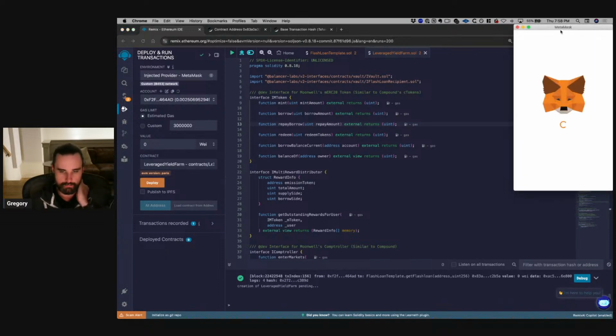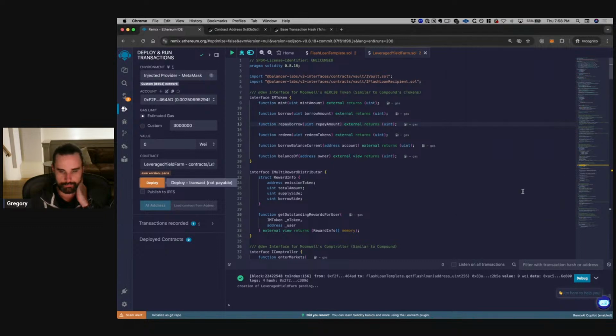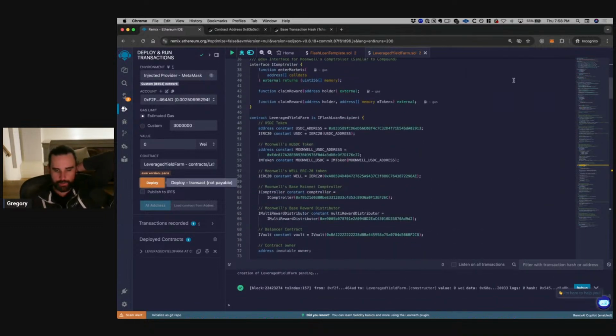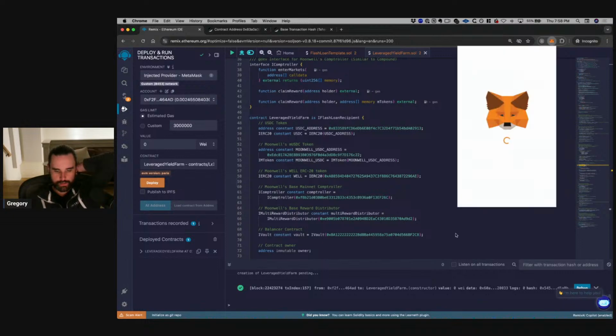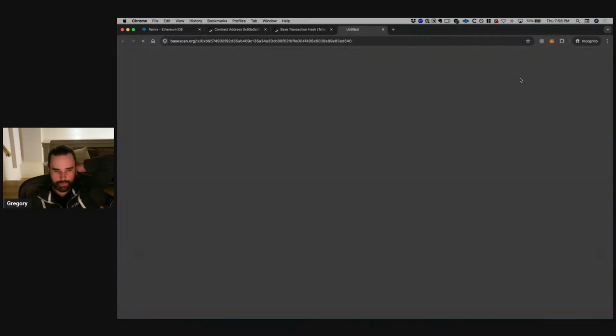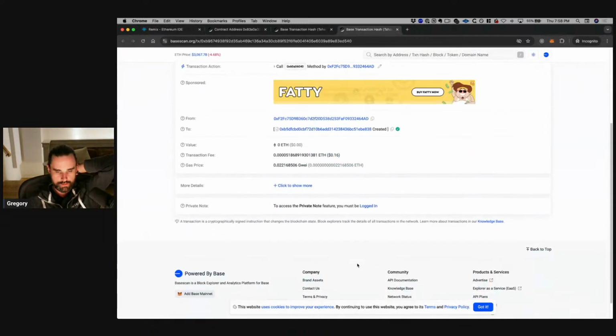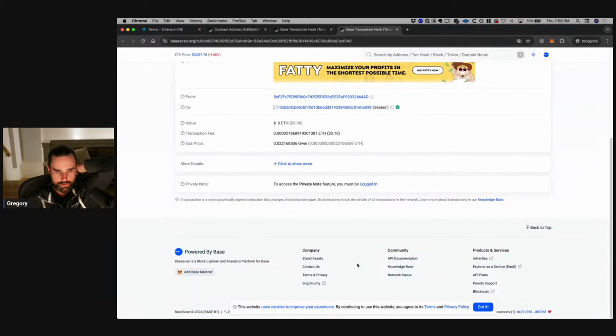MetaMask will pop up. We're going to click confirm. And there we go. We can see this transaction succeeded down here, and we can view it on Block Explorer.